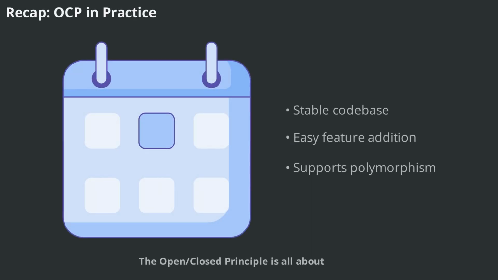The Open-Closed Principle is all about extending your application without modifying existing code. In Spring Boot, interfaces and polymorphism make it easy to add new features, like supporting new message types, by simply creating new classes. This approach keeps your codebase stable and adaptable.